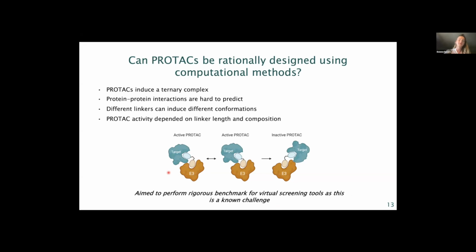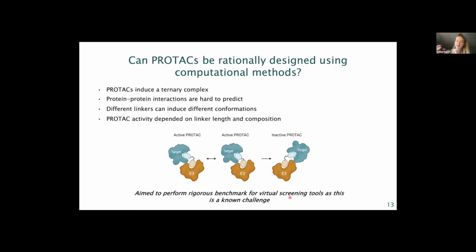We also know that different linkers can induce different conformations, and that different linkers can have different activities, but also some different linkers can induce the same conformation and can have the same activity. So it's hard to see what the pattern is in that. And we know that the PROTAC activity is dependent.